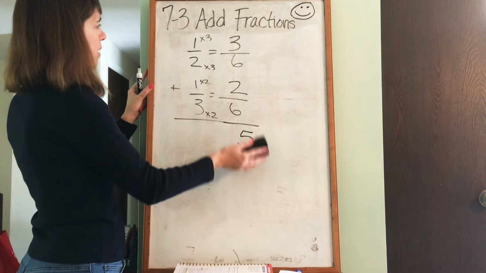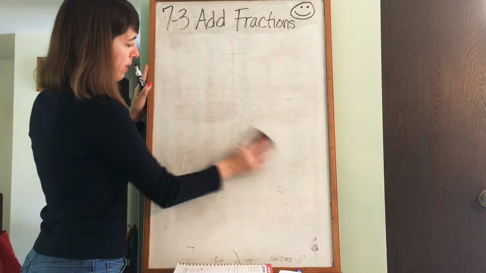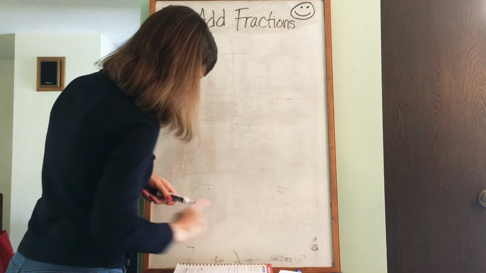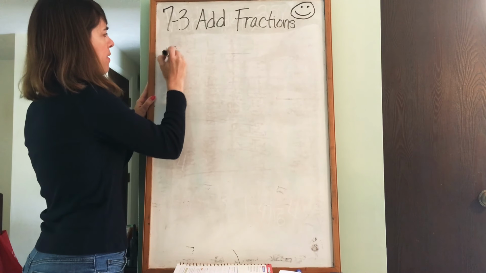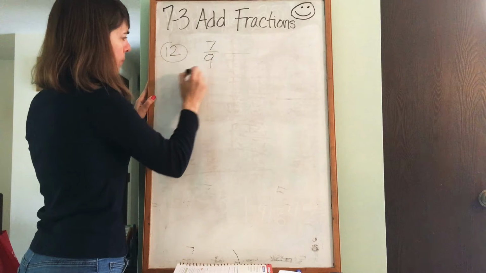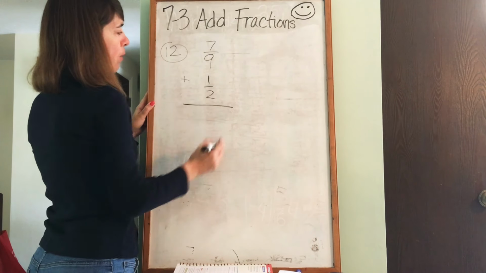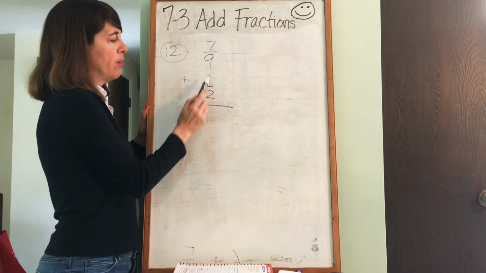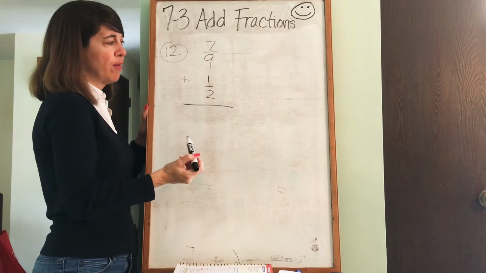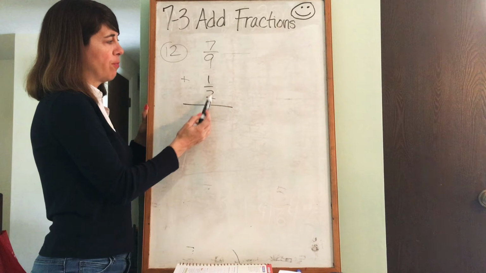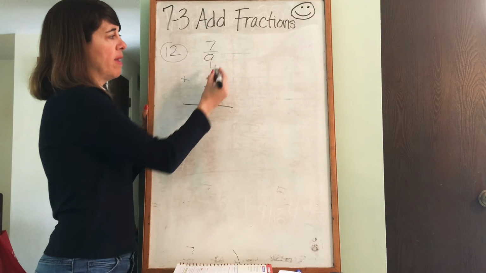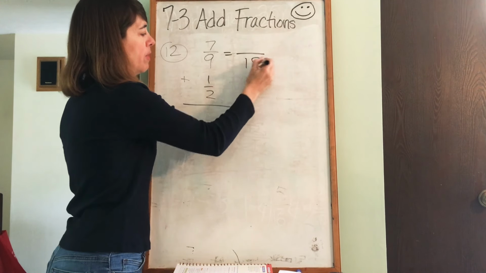Okay, let's jump ahead to one that's a little more complicated. Let's jump ahead to number 12. Number 12 is 7/9 plus 1/2. Okay, here's another one where you can't change halves over to ninths. So we can do our little trick of multiplying the denominators. 2 times 9 is 18. That's going to be our new denominator.